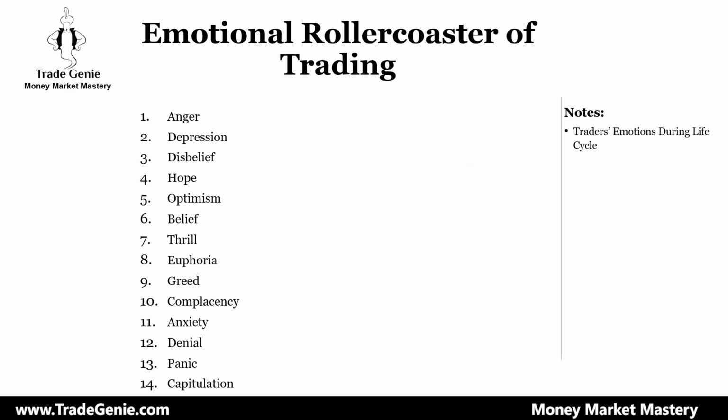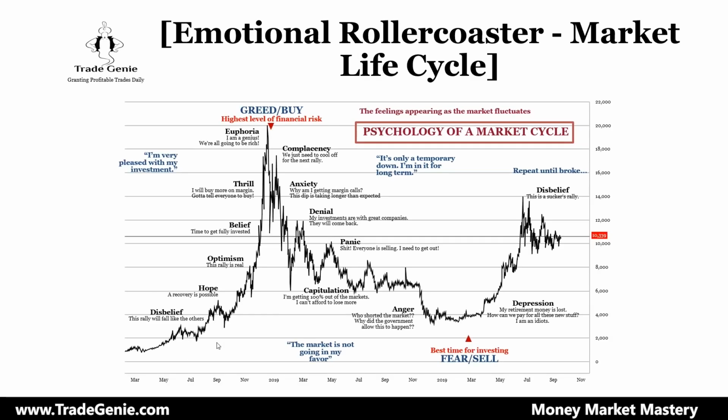All right. So these are some of the emotions: anger, depression, disbelief, hope, optimism, belief. So there's a disbelief and there is a belief, and then there's a thrill, euphoria, greed, complacency, anxiety, denial, panic, and capitulation. So I'll show you the chart where all these 14 emotions lie. So this is the chart I got somewhere. I did not create it. I just copy and pasted it here. So you see here, emotional roller coaster, master life cycle, market life cycle.